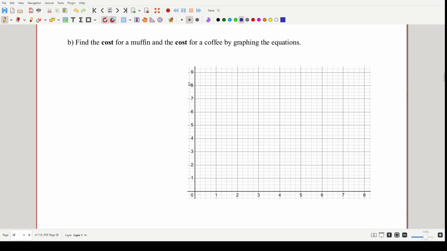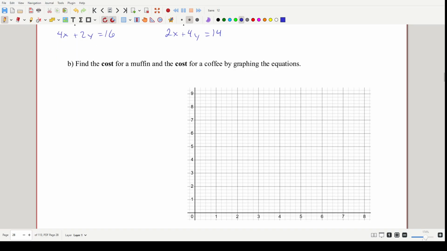So let's look at equation number 1 first. Equation number 1 is 4x plus 2y is equal to 16. All right, so we have to isolate for y. In this case, we have 2y. We've got to subtract 4x from both sides. So 2y equals negative 4x plus 16.